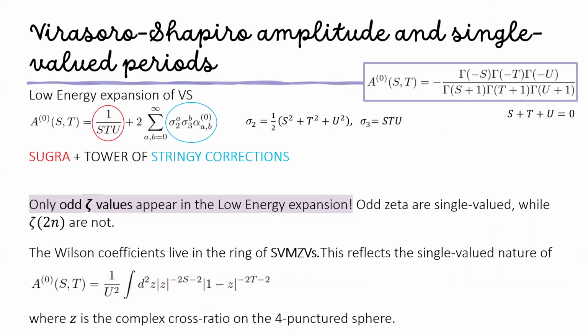Yes, but well, 1 over STU is just a triple pole, right? Yeah. And then sigma 2, sigma 3 are polynomials. Yes, but the alpha 0, AB contain all the single valuedness that I was talking about. I didn't report the expression here, but it's written in terms of these odd zeta values, and all the poles come from there in S, T and U. So these alphas, they are not just numbers. No, no, no. Wow, okay, so then I got confused. Okay, thank you. Thank you.